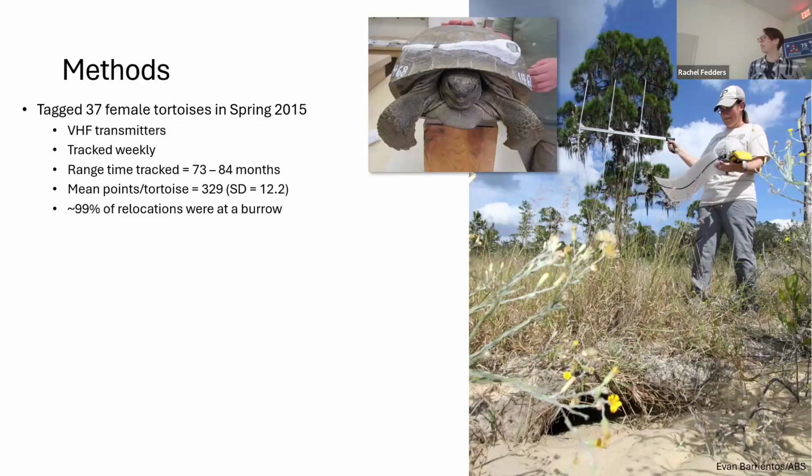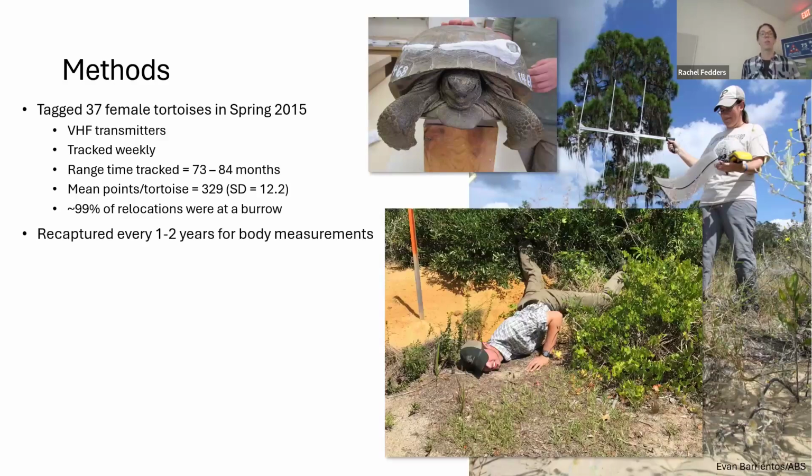Most of the time, tortoises were located at a burrow site. You can see a burrow. Tortoises were recaptured every 1 to 2 years for body measurements. It was sometimes a little bit difficult for them to come out. One female died, unfortunately, in 2017. She was removed from analyses.